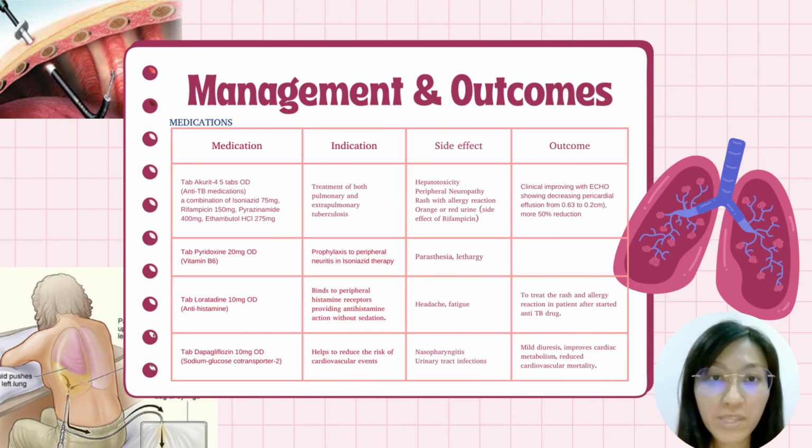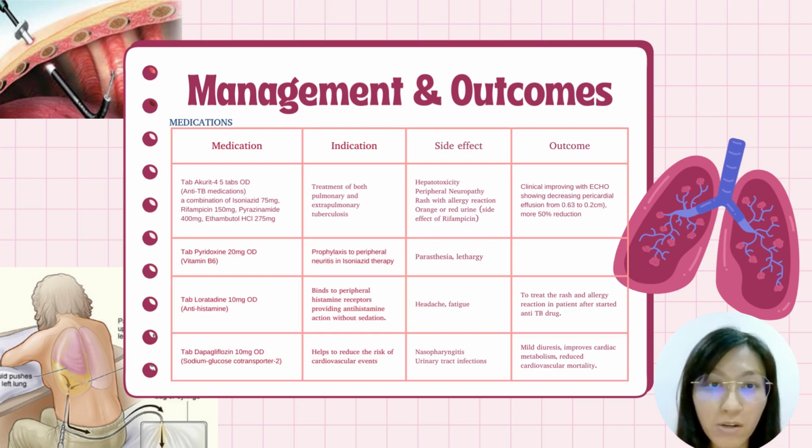So let us look at the first medication taken by the patient, which is tablet Accurate-4, which the patient needs to take 5 tablets once a day. This is an anti-TB medication with a combination of isoniazid, rifampicin, pyrazinamide, and ethambutol. This is a treatment for both pulmonary and extrapulmonary tuberculosis.